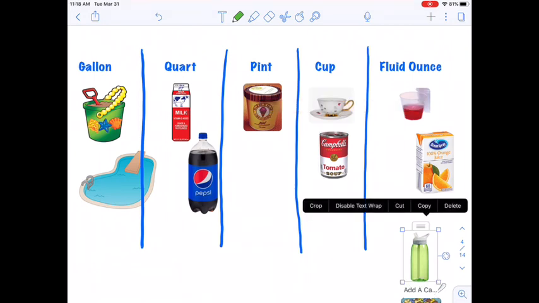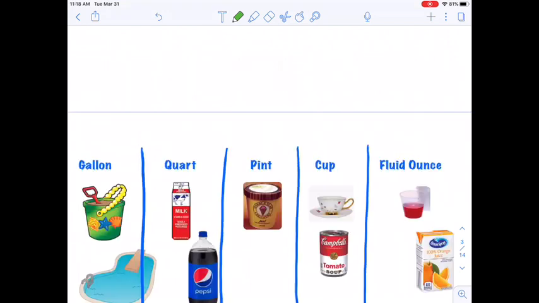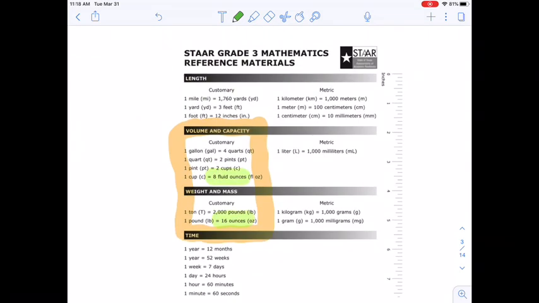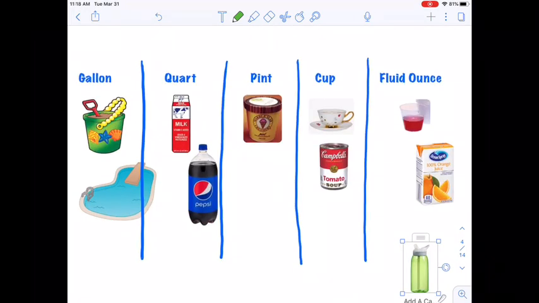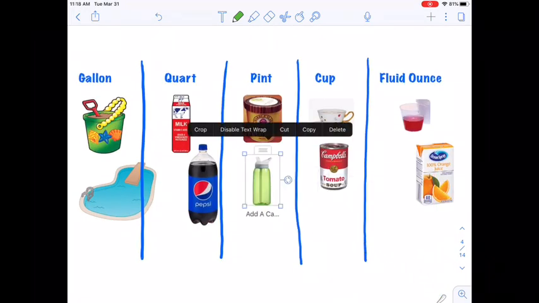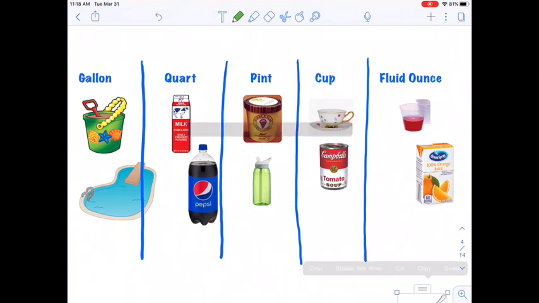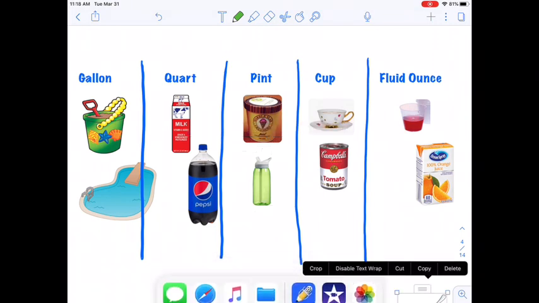Now, how about your water bottle? This water bottle is pretty small, so this water bottle could be measured in pints. If we looked back at our reference chart, we could see that it takes 2 cups to make 1 pint. So this would fall into this category of pints.